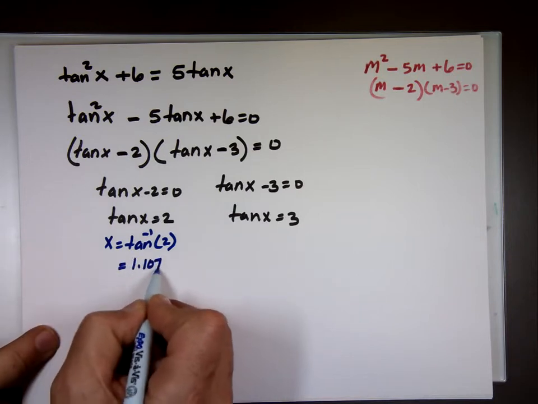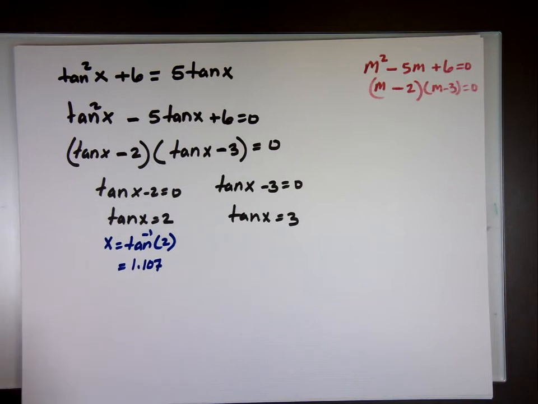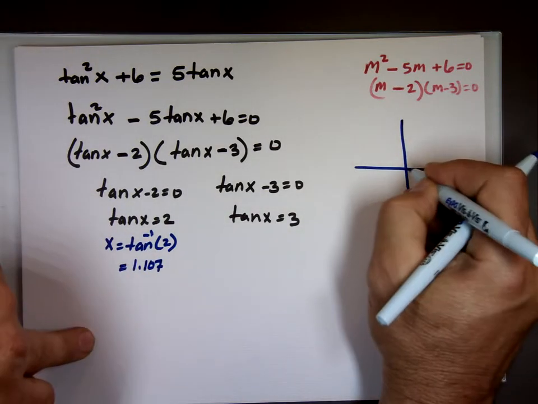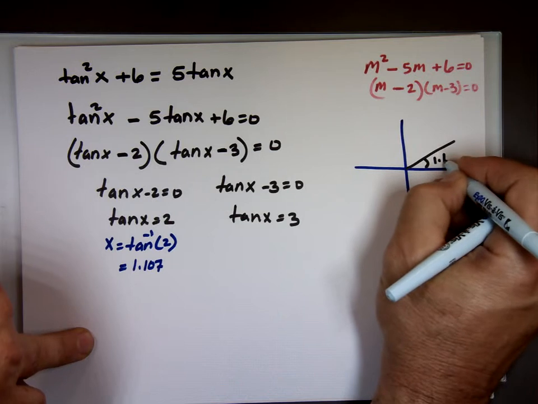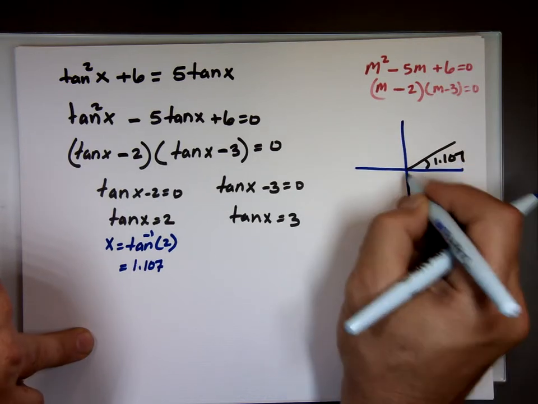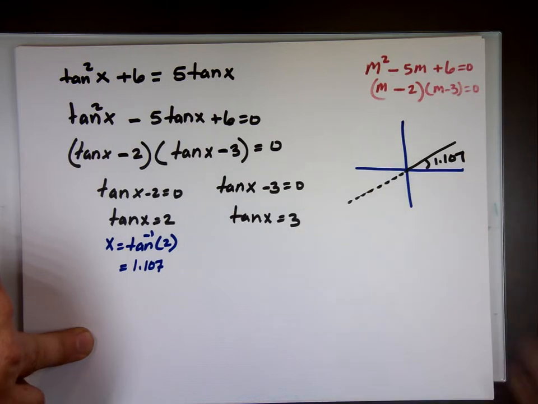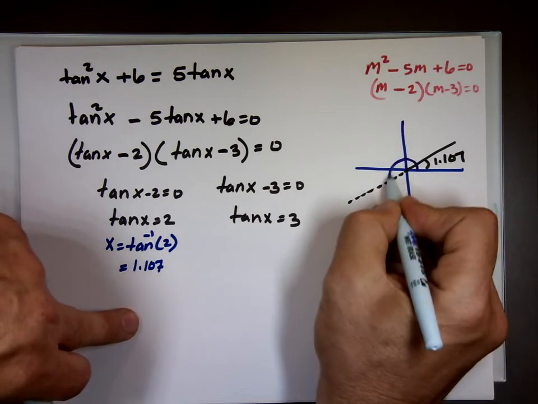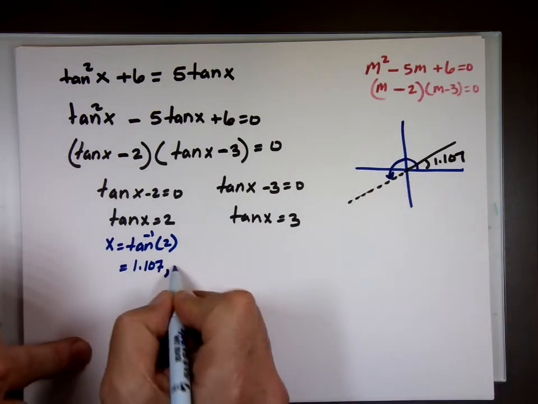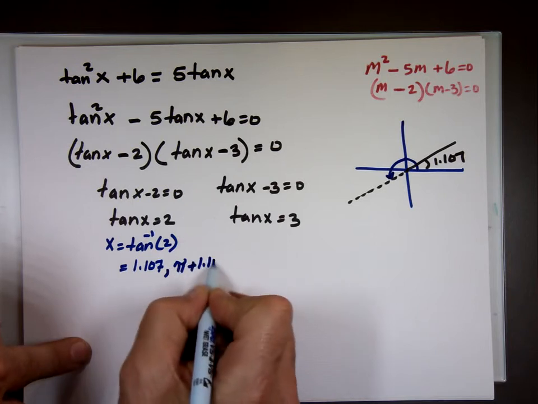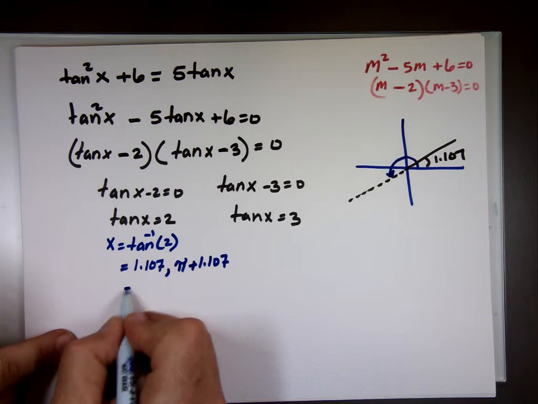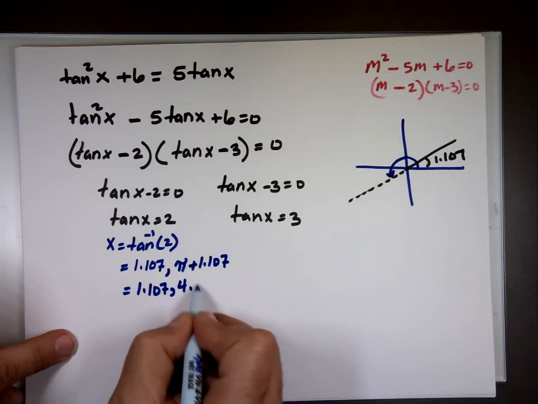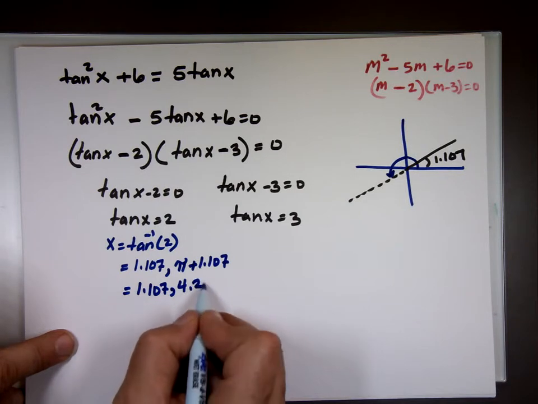1.107. Okay. Let's draw a picture and see if we can find the other angle. That's in the first quadrant. 1.107. Remember, with the tangent, to find the other angle, you extend the line. If you extend the line, what is this angle? Add pi. So my answer is 1.107, and the other one is what? 4.248.